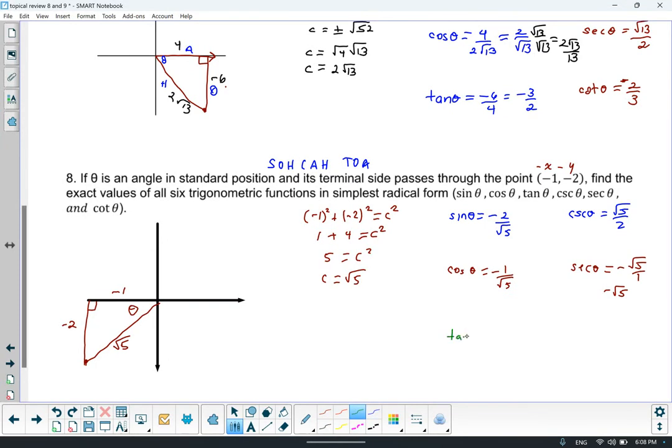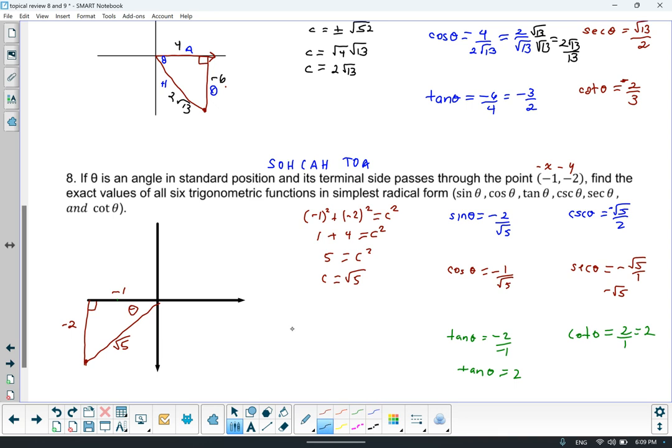So tangent is opposite over adjacent, and that just simplifies to 2. Cotangent would be the reciprocal. So that would be 2 over 1. And again, when you just have 1 in the denominator, you wouldn't write it. I see a tiny mistake. I forgot the negative here, so I'm just going to put it there.